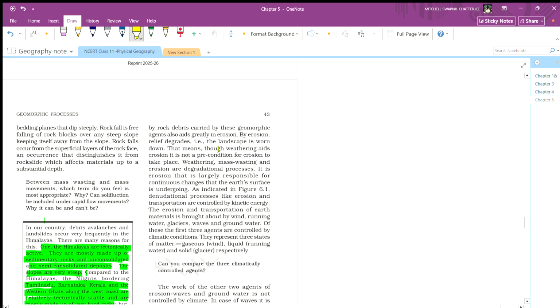Though weathering aids erosion, it is not a precondition. Weathering is not a prerequisite for erosion to happen. Weathering is basically mass wasting, and erosion is a degradational process.